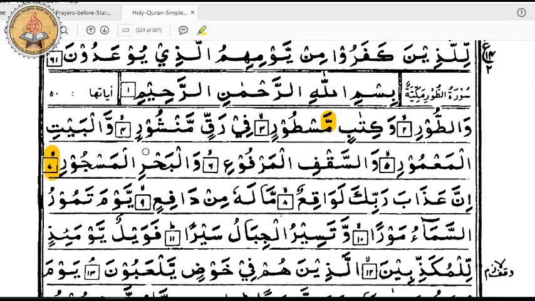Excellent. Well done. The only mistake was this meem with tashdid. Okay. So here, I didn't think that you did the gunna sound. So would you like to start with wa and make sure that you do a gunna sound here? Okay.